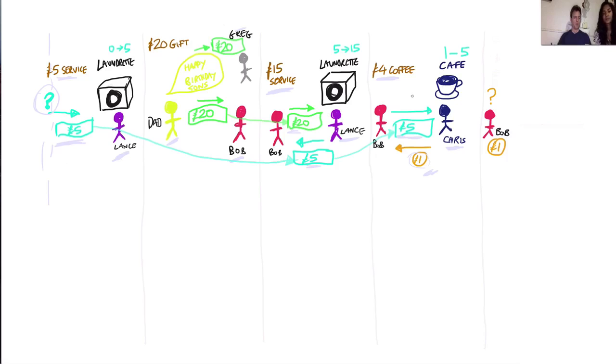Which was then handed over to the coffee shop. So you can see, and we all know, this is how real coins and notes circulate around society. Right? We all know this, I guess, deep down.